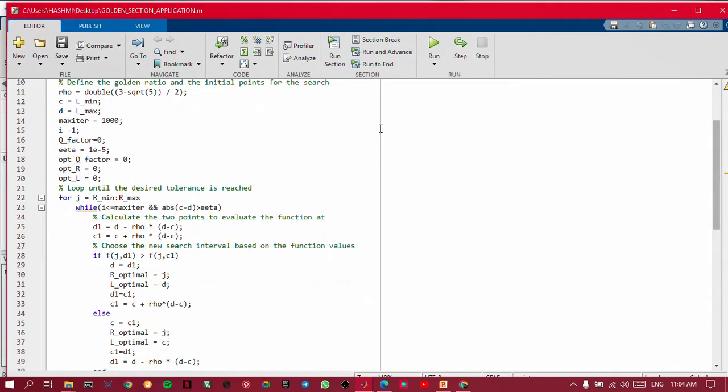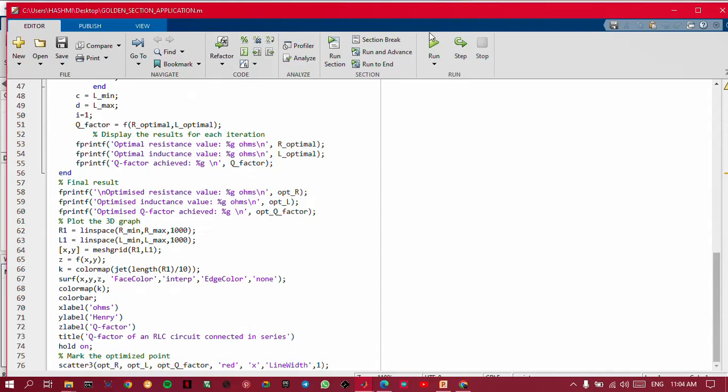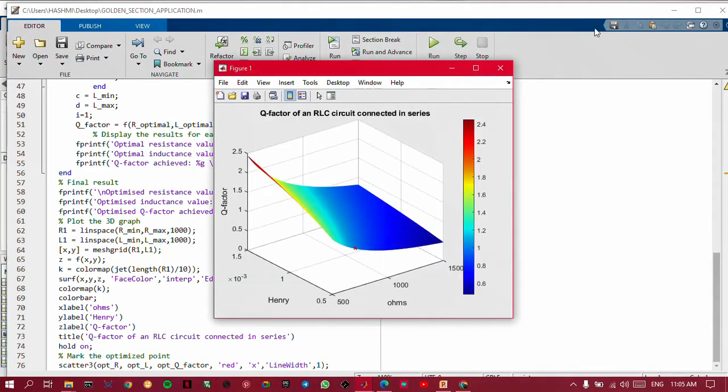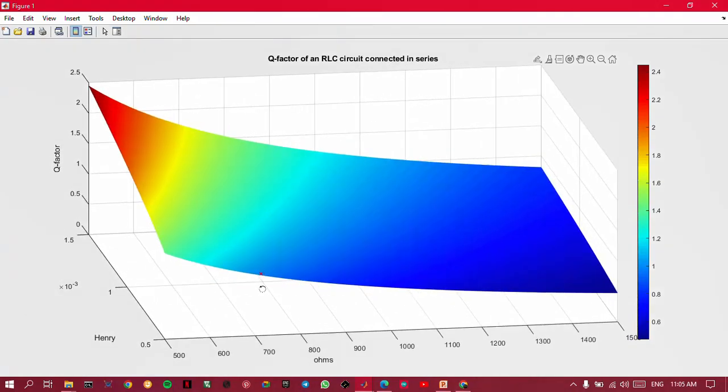Here's the code. I'm going to run this. As you can see here, I'm zooming in. This is in Henry, this is in ohms, and this is the Q factor. So this is the required optimal point, which I marked using scatter3. I'm rotating it in different directions.